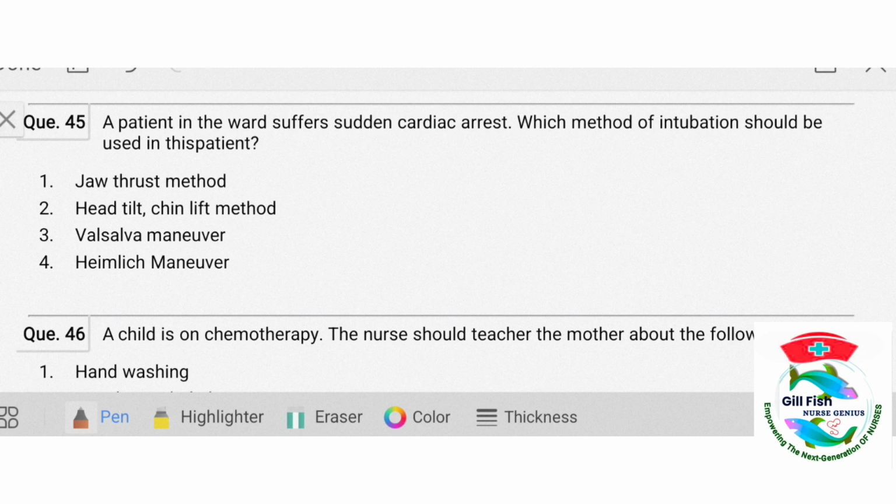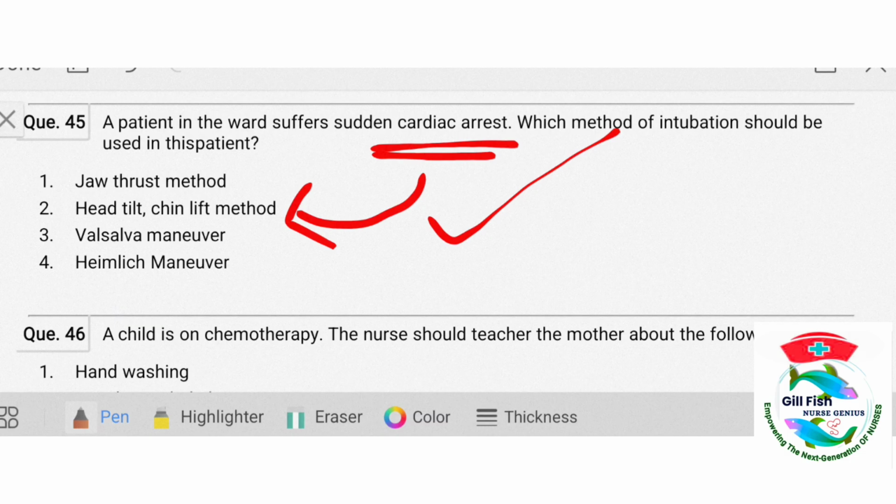Actually, the patient is having sudden cardiac arrest. Usually, whenever such a patient is there, we are going to give the head tilt, chin lift. The head should be tilted and the chin should be lifted. That is the correct method for the CPR procedure. Okay, move on to the next question.